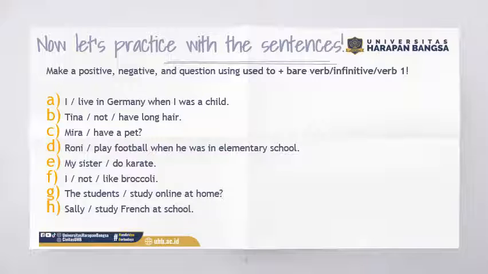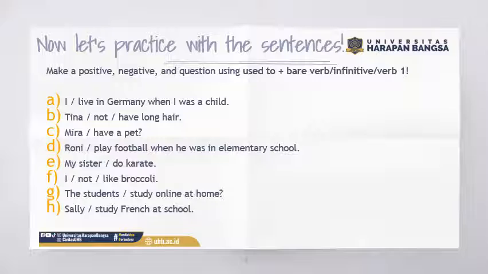What about the question? See example C. Mira is the subject here and the verb is have a pet. So the question will be, did Mira use to have a pet? Remember, for negative and question, you cannot say used to, but use to. No T. Repeat after me again. Did Mira use to have a pet?